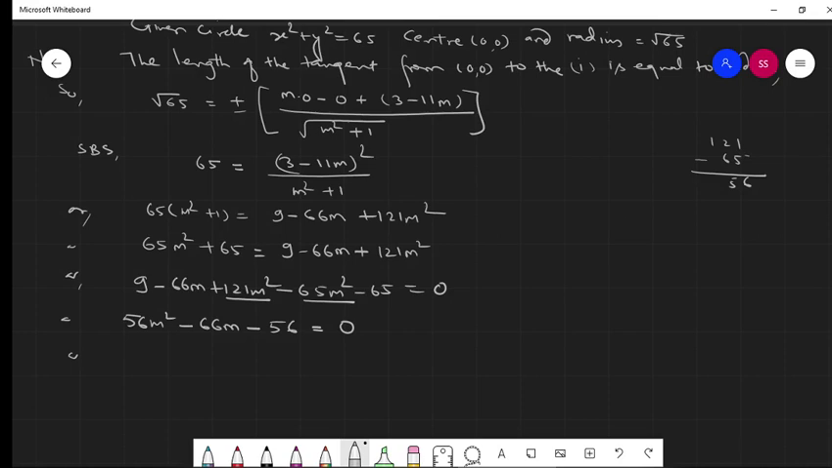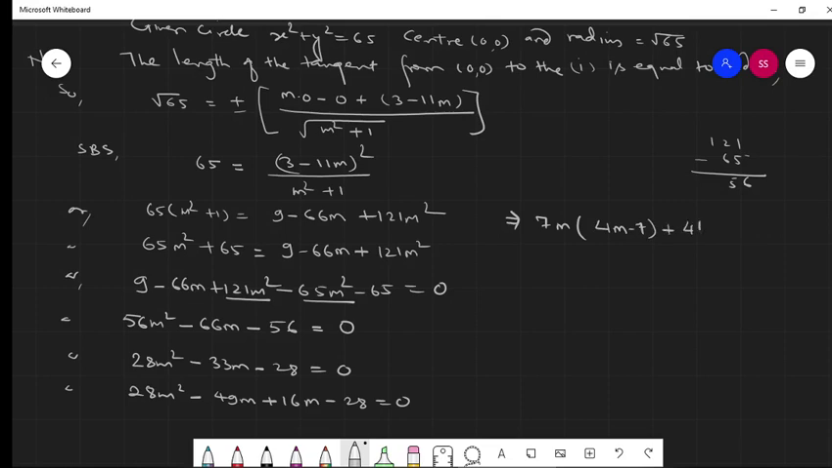It is divisible by 2: 28m² - 33m - 28 = 0, or 28m² - 49m + 16m - 28 = 0. We have to factorize. 7m is common, and 4 is common: 7m(4m - 7) + 4(4m - 7) = 0, or (4m - 7)(7m + 4) = 0.